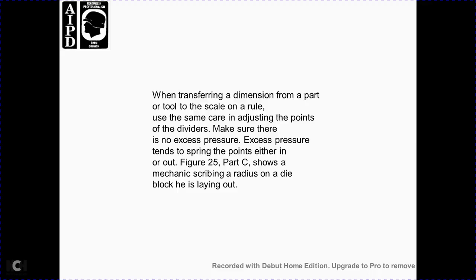C. When transferring the dimension from the scale with the rule to the part with the tool, use the same care in adjusting the points of the dividers, making sure not to use excess pressure, because excess pressure tends to bring the points either in or out. Figure 25, part C shows mechanically scribing the radius on the die block being laid out.